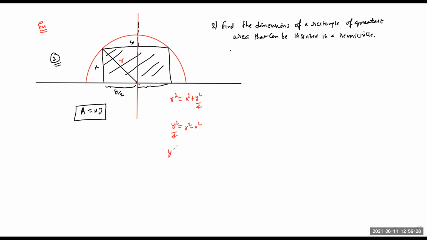So y square is 4 times (r square minus x square). I answered it the same way, but I got stuck. You will not get stuck, it's not very difficult. If you go this way, you must get the answer. Now I got y as a function of x. That's it, and now my job is to substitute here.